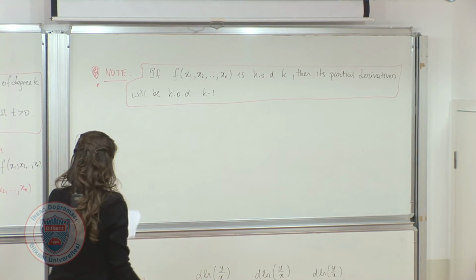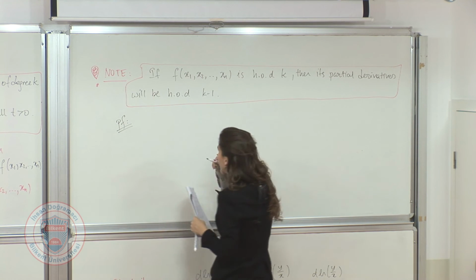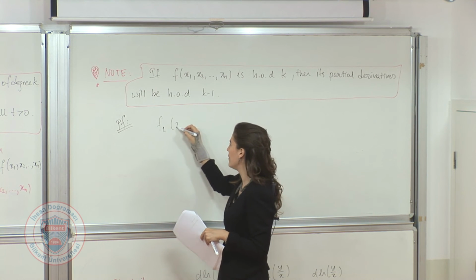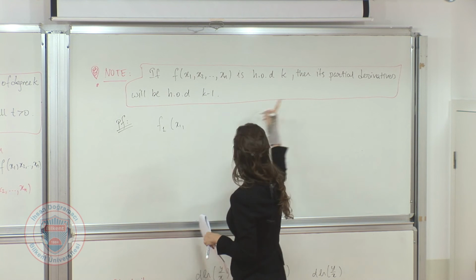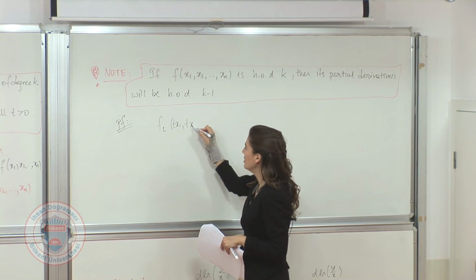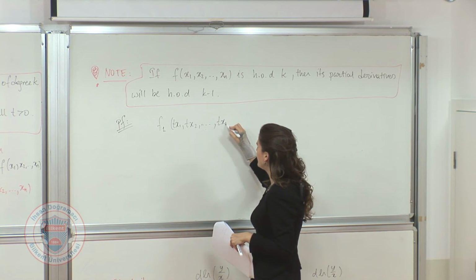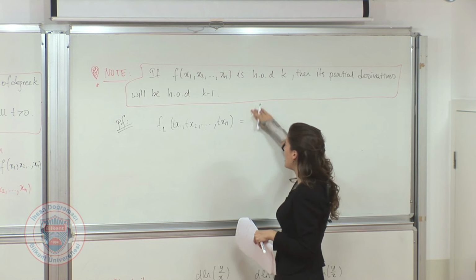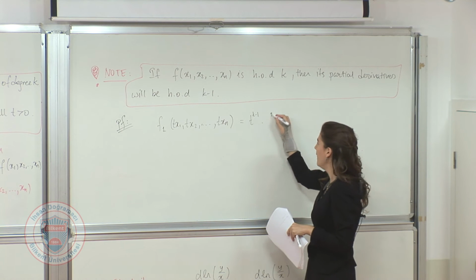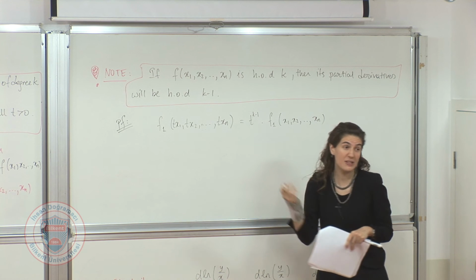Okay, so let's sketch the proof. Basically, what does this mean? It means that its partial derivatives, for instance f1, the derivative with respect to the first argument, is homogeneous of degree k minus 1. So if I multiply all the arguments by t, this t comes out as t to the power k minus 1, times f1 of x1, x2, xn. Apparently this is the case.